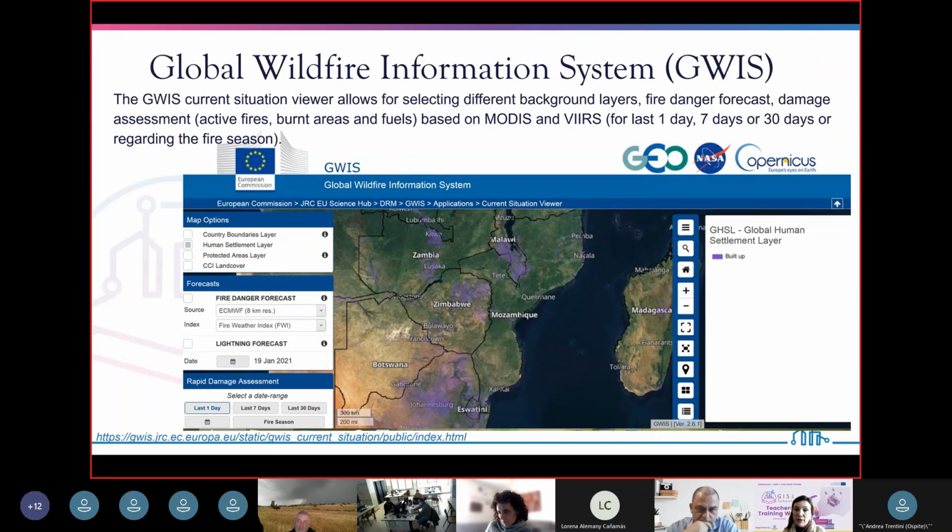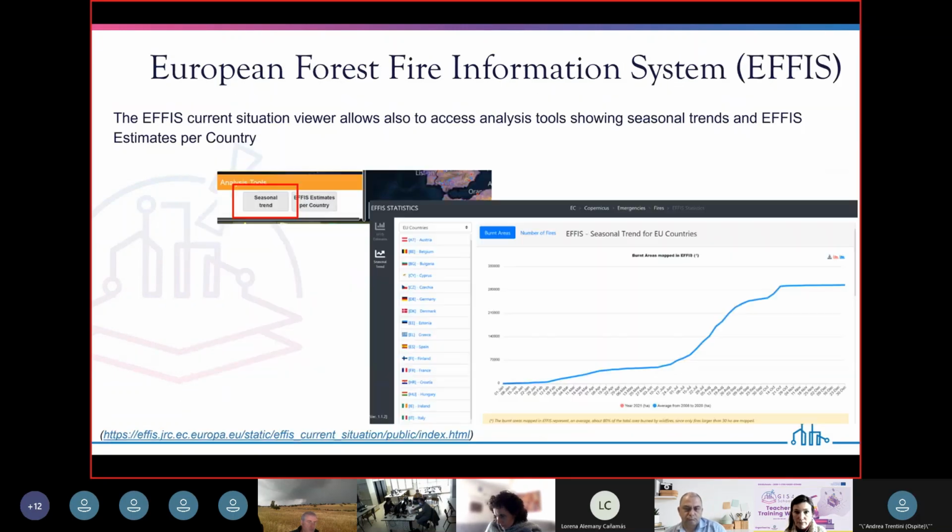A similar interface is provided for the service for the whole world. In this case, the service is called Global Wildfire Information System, or GWIS. Again, this is provided continuously with information about ongoing fires, fires that occurred in the very few past days, but also much more in the past.